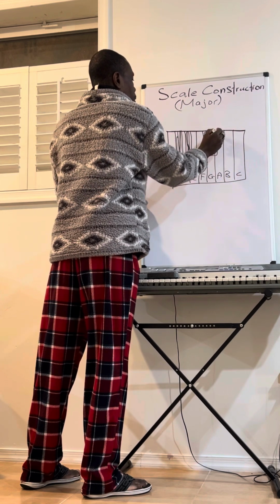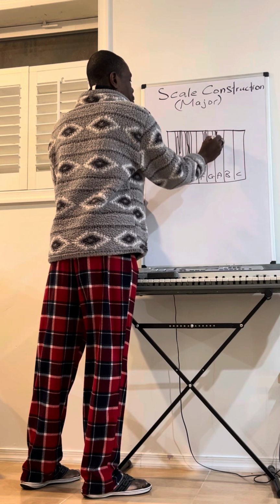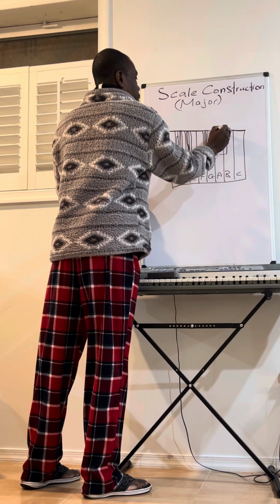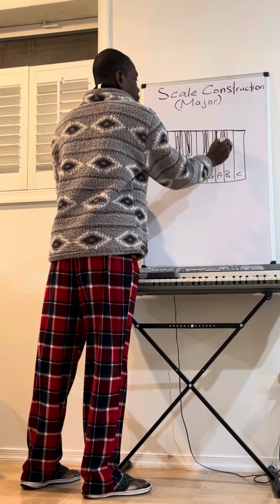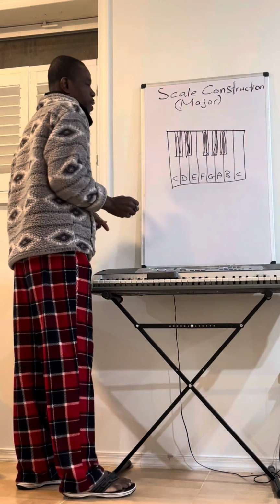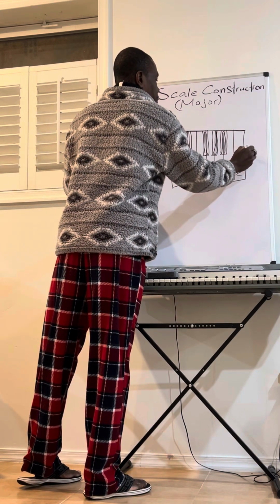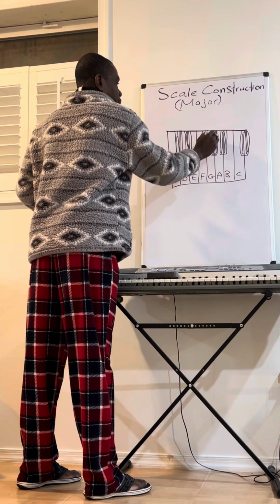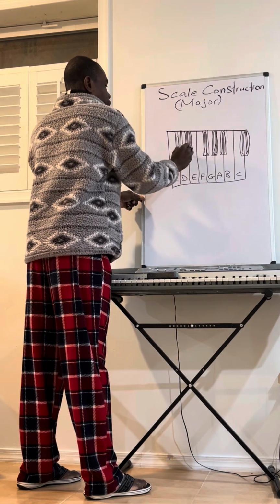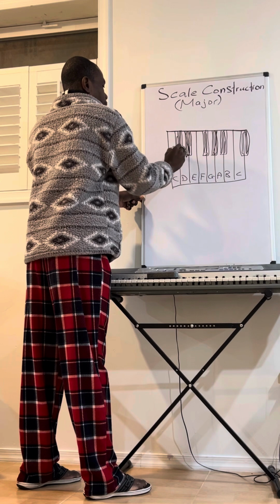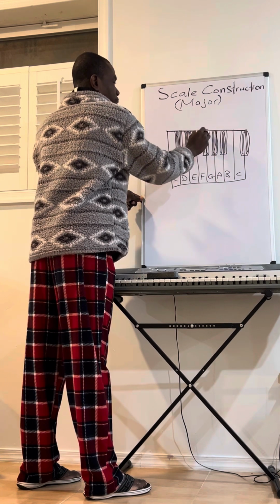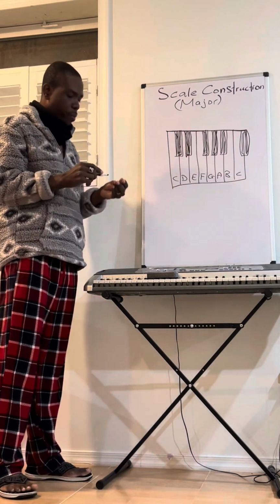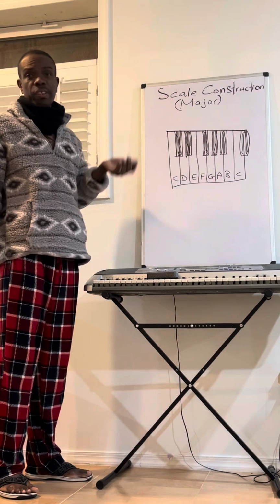Remember, I encourage you to have this diagram of a keyboard somewhere, on a piece of cardboard or so, that you can refer to. You can use it in your lessons. It helps you to understand more clearly. So we have our black keys, these shorter ones, and then we have the big ones, or white keys. So we'll construct a scale.